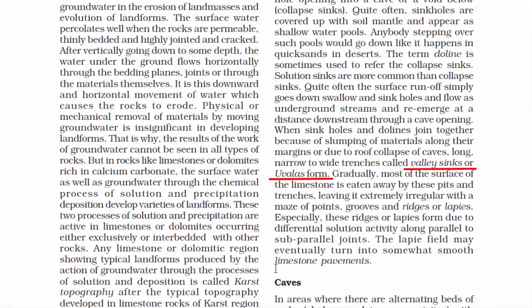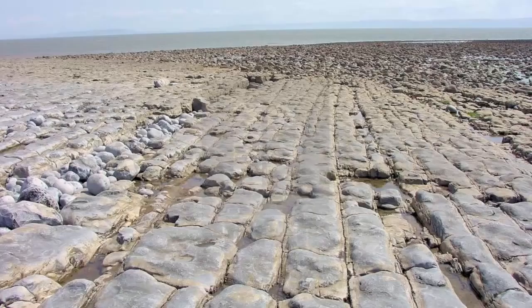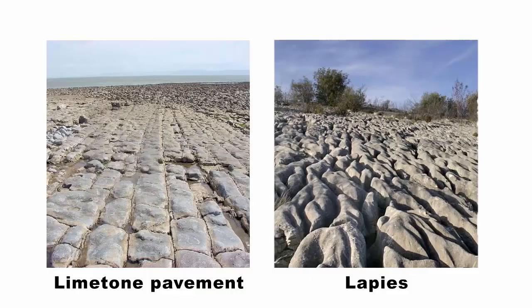The next term is limestone pavements. Have a look at this picture. This is called a limestone pavement. This kind of landform is also called a karst landform. They are flat, cut into pieces, exposed limestone rocks. If you remember in lapiés, the landform is similar to this one, but it's carved, cut, and you can see pits and cavities in between the rocks. Over a long period of time, the lapiés field eventually turns into somewhat smooth, flat limestone pavements.